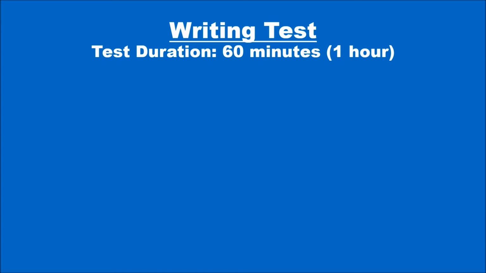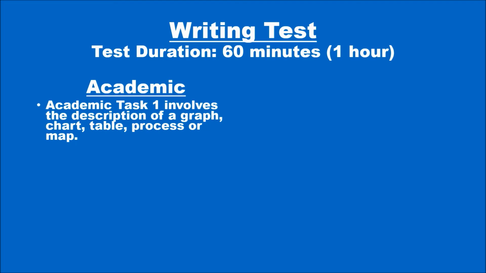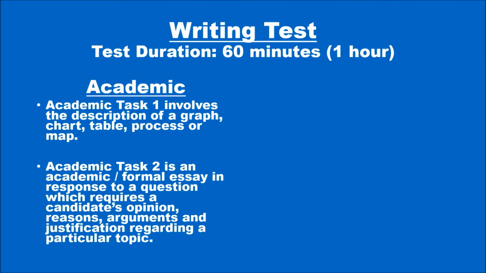The writing test. The writing test has 2 test types as well, both of which have to be completed within 60 minutes or 1 hour. The academic writing test involves 2 essays. Academic Task 1 involves the description of a graph, chart, table, process, or map. Academic Task 2 is an academic or formal essay in response to a question which requires a candidate's opinion, reasons, arguments, and justification regarding a particular topic.